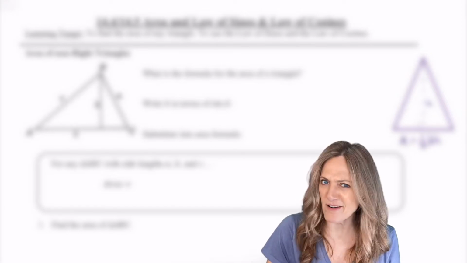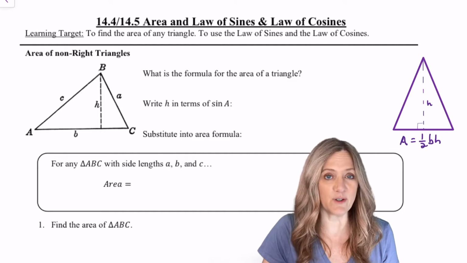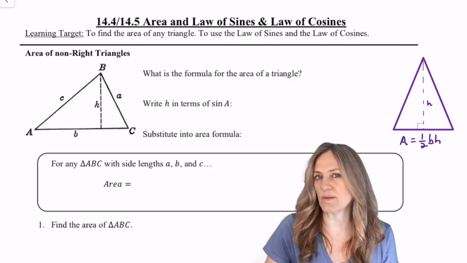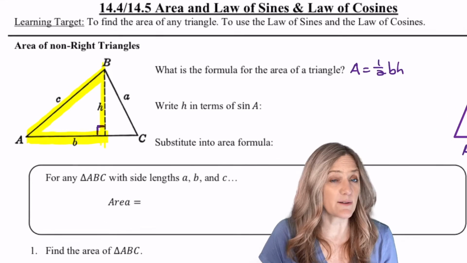What's the formula for area of a triangle? 1/2 base times height. And that works wonderfully so long as I have the base and the height. But sometimes we don't. So let's look at what we can do instead. Take a look at the triangle to the left.